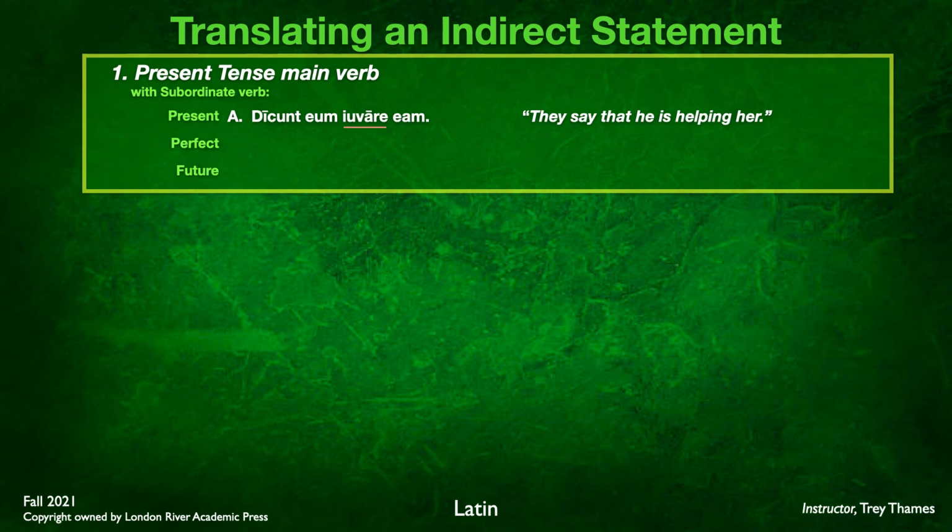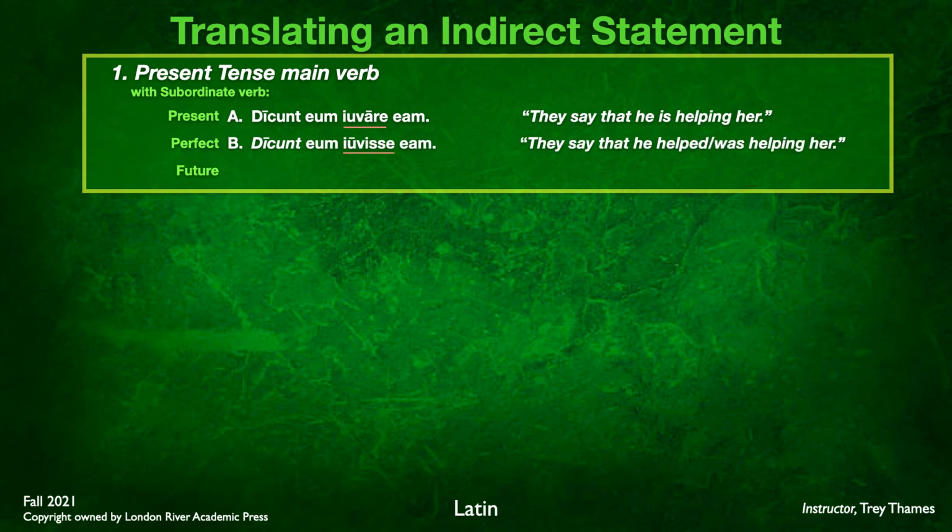And remember, present infinitive is relative to the time of the main verb. So this is a present infinitive. It's happening at the same time as the main verb, which is in present tense. So they say that he is helping her. All right, what does that look like if the infinitive becomes a perfect infinitive?